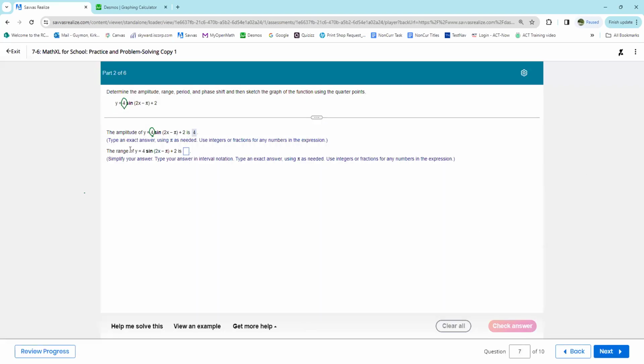The next part says, what's the range? So this range, a reminder of what we've been talking about when we've been doing those. Your midline's moved up to 2, so it's oscillating back and forth across that line. And then your amplitude above and below that, you've got an amplitude here of 4. So this one goes 4 higher and 4 lower than that.